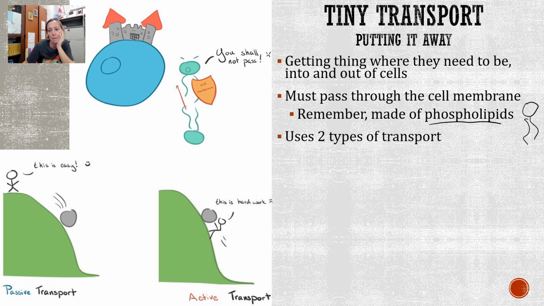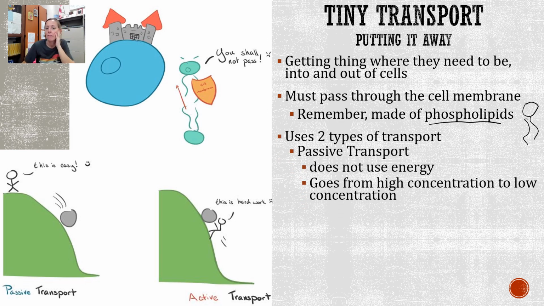All right, there are two types of transport we're going to talk about. The first one is passive. Passive transport does not use energy, and it goes from a high concentration to a low concentration. So it's like rolling down a hill. That's called going with the concentration gradient. This picture over here, this little man, shows passive transport. Okay, it doesn't take any energy. It's like rolling down a hill. You just roll. Okay, that's with the concentration gradient.